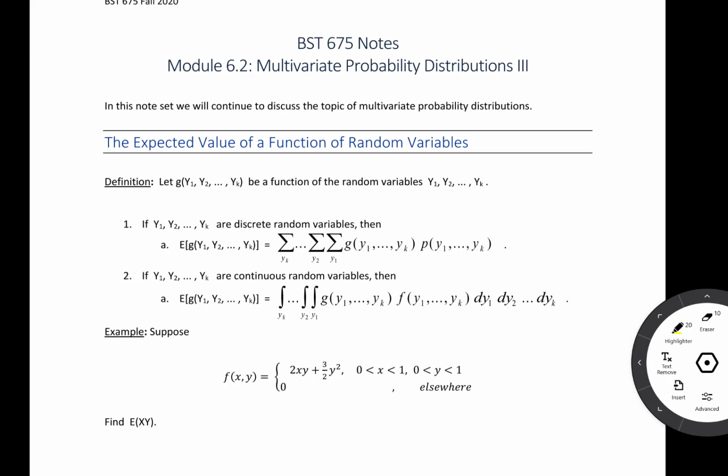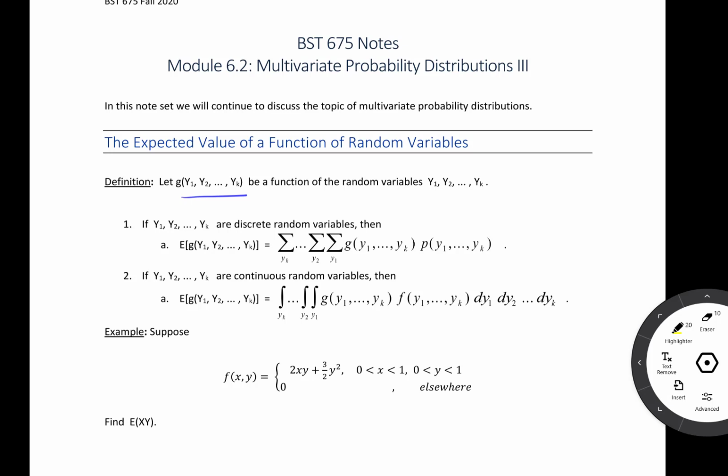In this set of notes, we're going to look at the expected value of a function of random variables. So we're just going to start out here with the definition of the expected value. Notice here we're going to define k different random variables, denoted y1 through yk. And then we're going to define some function of those k random variables.